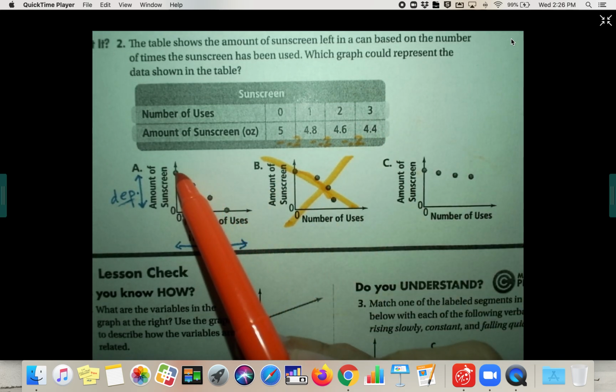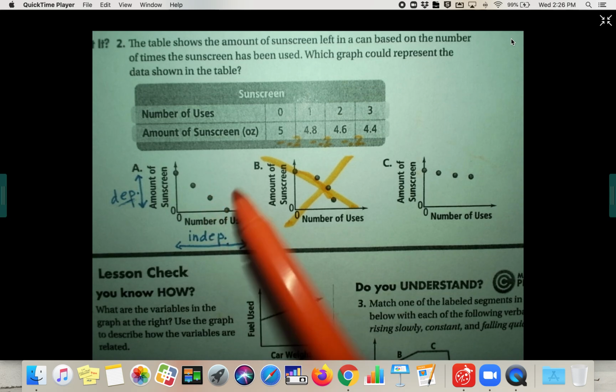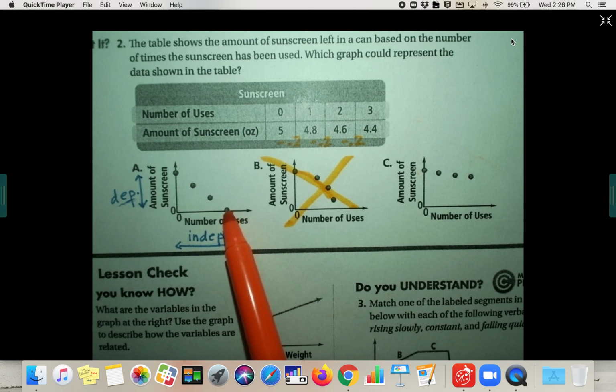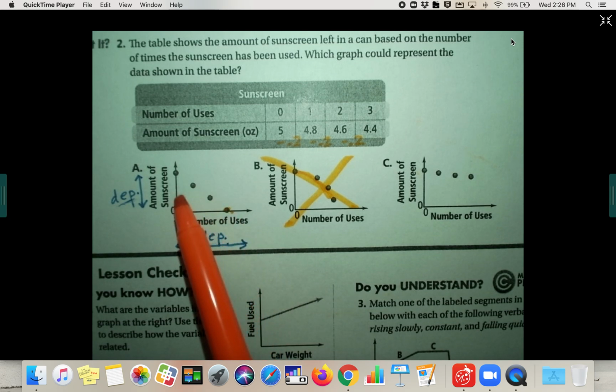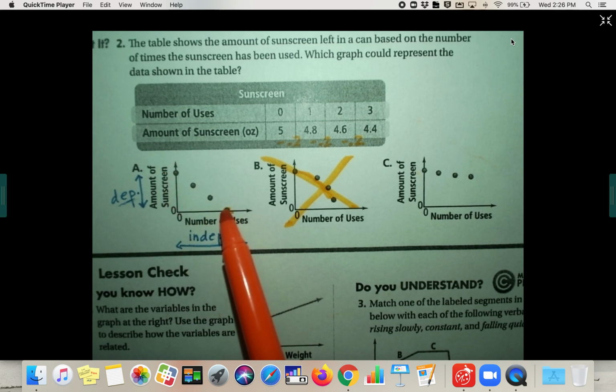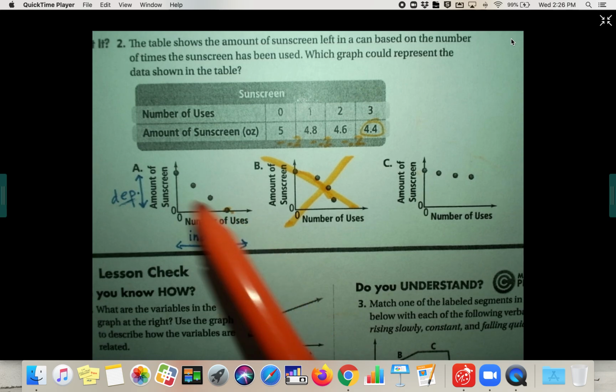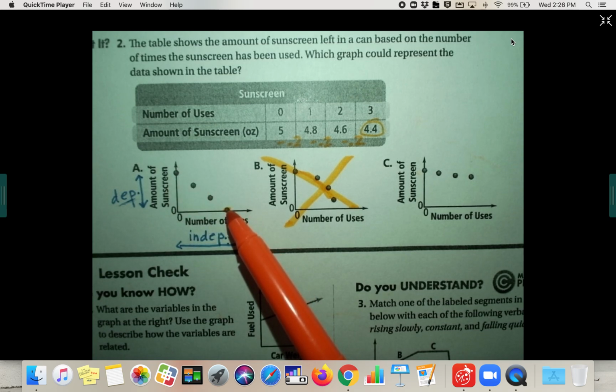This one looks like it is going constant. However, at our 4th time, are we out of sunscreen? This one ended at 0 on amount of sunscreen. We have none left. And after 3 uses, it should still have 4.4 ounces left. So we don't want to be empty. We don't want to go all the way down to 0. So this one is not going to be correct either.